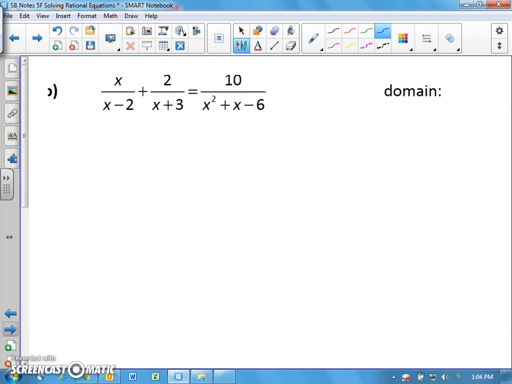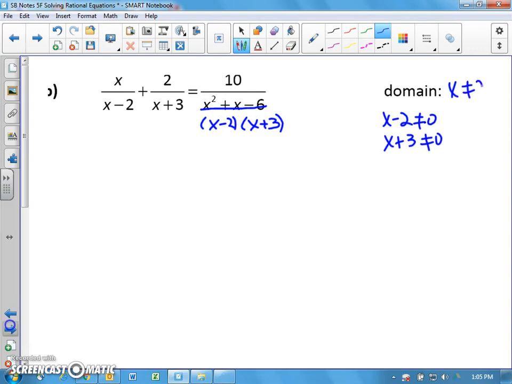The problem seems to have gotten a little bit bigger, and the denominator needs to be factored. So the first thing we're going to do is factor this, and it's going to be x minus 2 times x plus 3. So I want to think of this denominator in factored form to make it easier. For my domain, x minus 2 cannot be 0, and x plus 3 cannot be 0. So my domain will be that x cannot be 2 or negative 3.